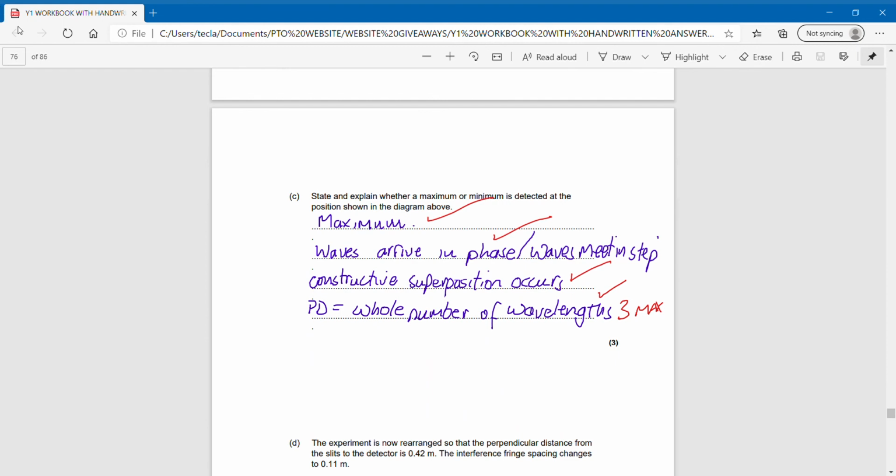C. State and explain whether a maximum or a minimum is detected at the position shown in the diagram. It would be a maximum. This is where the waves arrive in phase. The waves meet in step. There's constructive superposition taking place, and the path difference equals a whole number of wavelengths. So there's 3 marks available there for possible statements you could make.